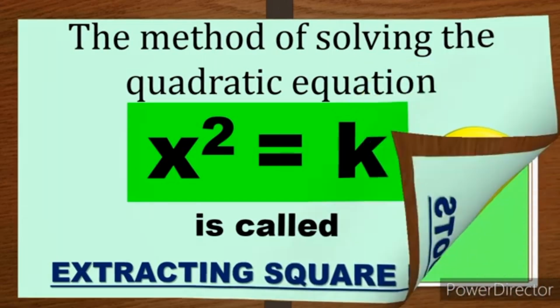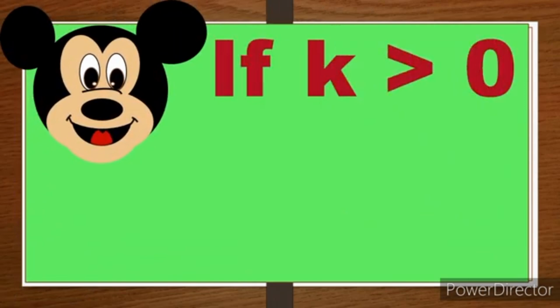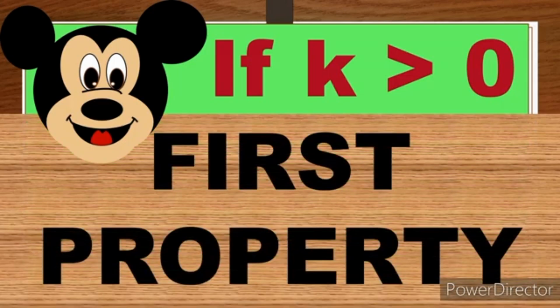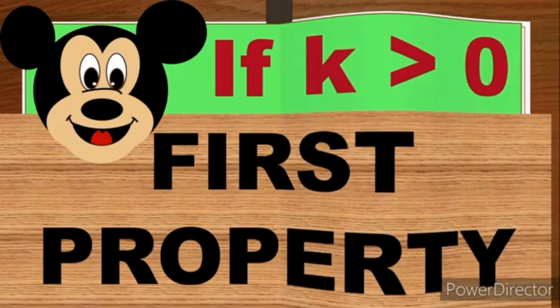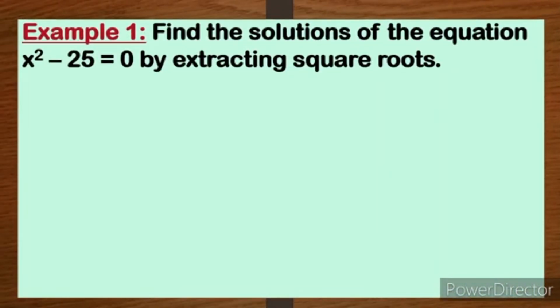Okay, so I'll give you an example for each property. Okay, so first, if k is greater than 0, so those are positive numbers. Okay, this is the first property. Example number 1. Find the solutions of the quadratic equation x squared minus 25 equals 0 by extracting square roots.